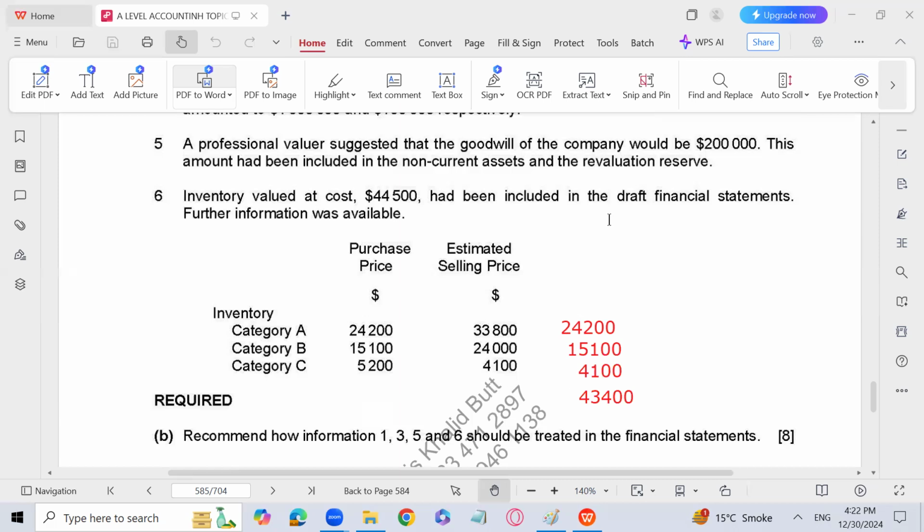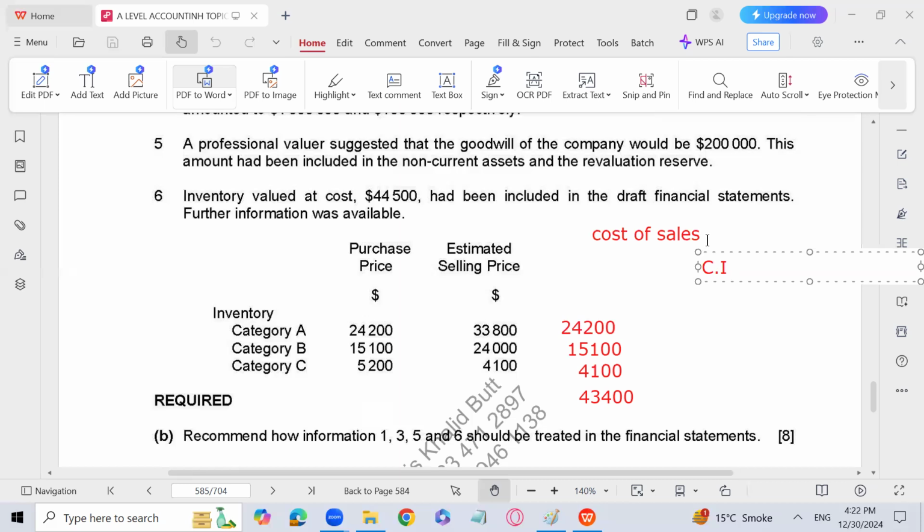And that has been included in the draft financial statements. So that is wrong. It should be 43,400. It means the inventory is valued more than it should be recorded. So the difference will be subtracted from the closing inventory and will also reduce the profit, because the entry will be cost of sales debit and closing inventory credit.